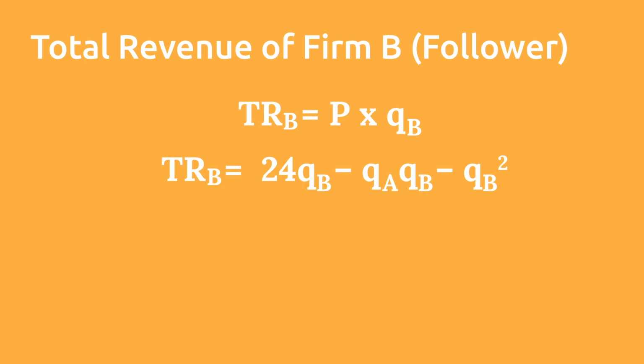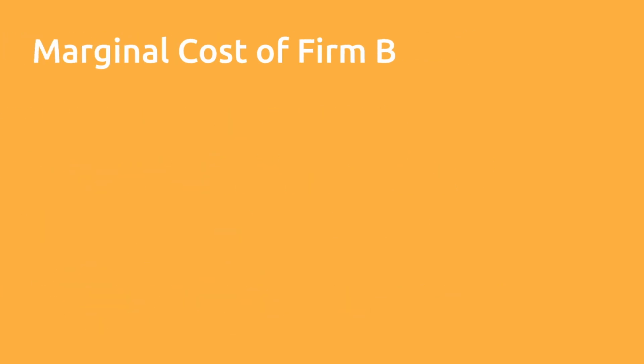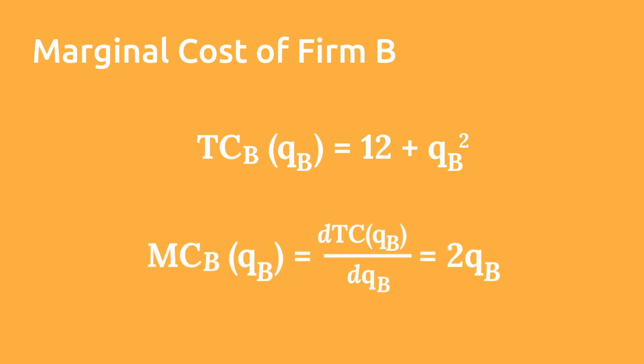Differentiating the total revenue with respect to QB, we can find the marginal revenue. MRB equals dTRB over dQB equals 24 minus QA minus 2 times QB. Next, we'll look at the marginal cost of the follower firm. Assume the total cost function is TCB equals 12 plus QB squared. The marginal cost is then MCB equals dTCB over dQB equals 2 times QB.